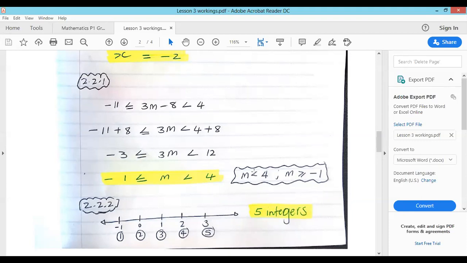But if it was m less than or equal to 4, if there was a dash underneath this less than, therefore you were going to put 4 here. But here you're just going to end at 3. Does it make sense? Therefore, you count your integers. They are 1, 2, 3, 4, 5. So your answer is 5 integers. And that was 1 mark, guys.